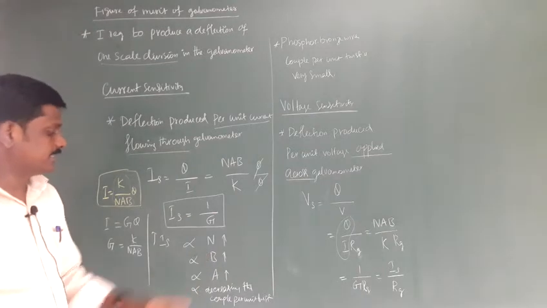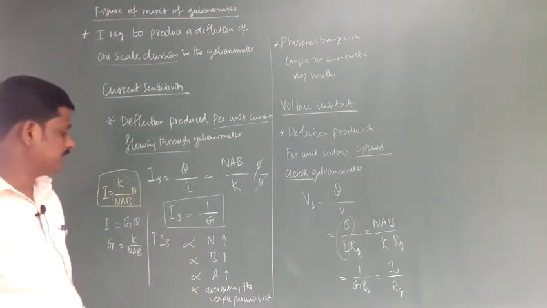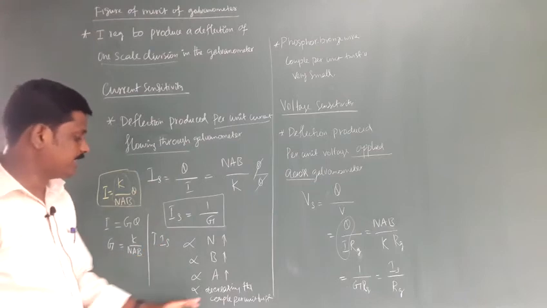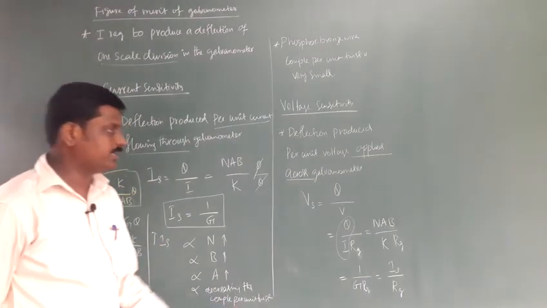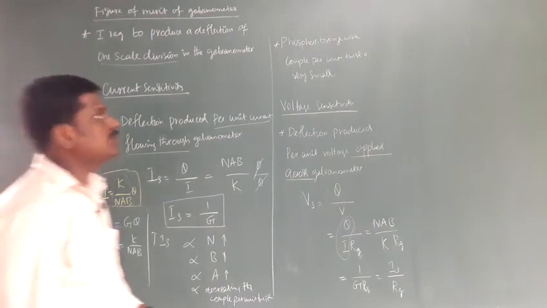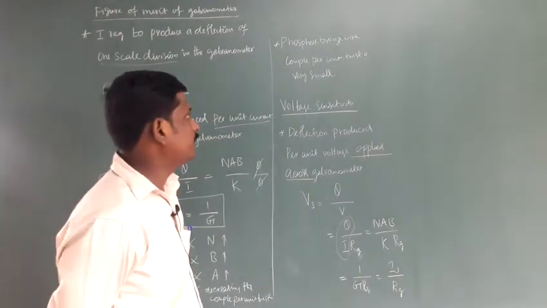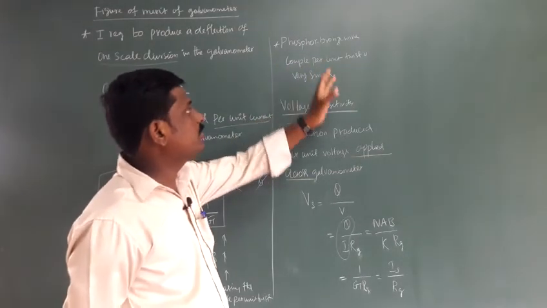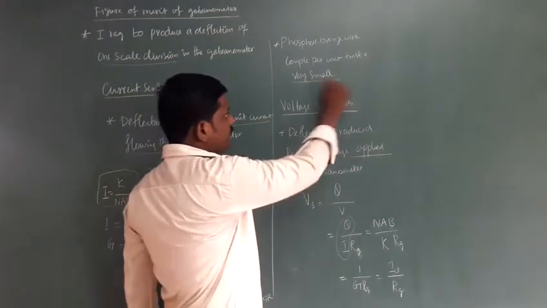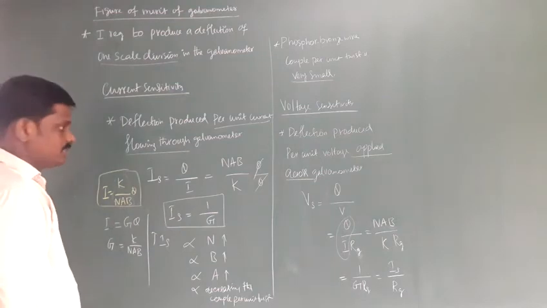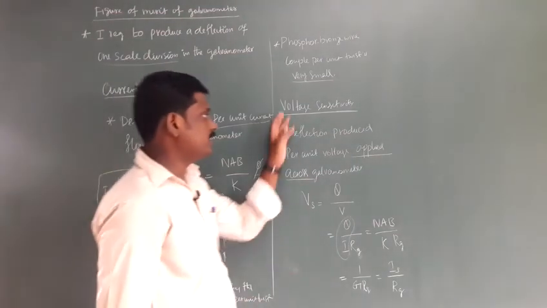It is also increased by increasing the magnetic induction and the area of the coil. Current sensitivity is increased by decreasing the couple per unit twist. That is why phosphor bronze wire is used in a moving coil galvanometer, because its couple per unit twist is very small. If you decrease the couple per unit twist, you get somewhat more current sensitivity.